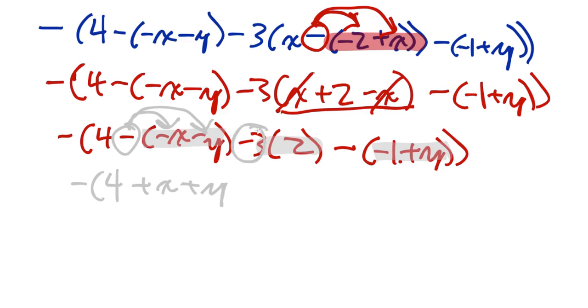Next, we have this -3 times 2. Negative times a positive would be a negative, and then 3 times 2 is 6. Lastly, we've got this negative sign to distribute here, and that's negative times -1 is a positive 1, and then negative times positive y would be negative y or minus y.